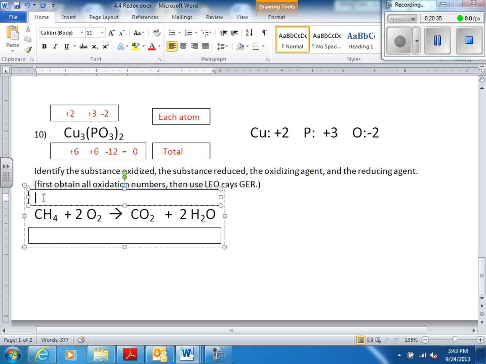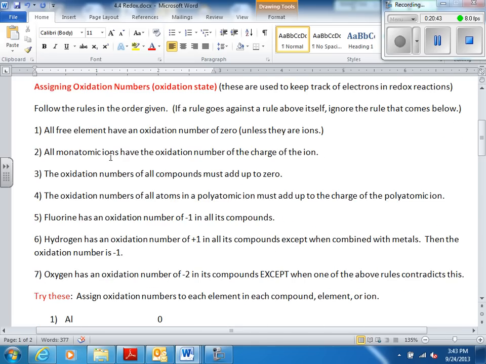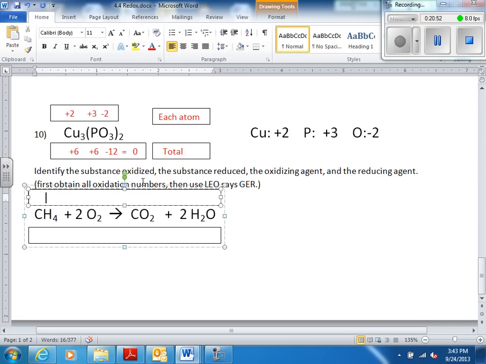Okay, let's go from the beginning. Oh, C's and H's. We are told that hydrogen is +1 in all compounds except with metals. Carbon is not a metal. So this H right here will be +1. And the total for the 4 H's is +4. That tells us the total for the carbon is -4, so each carbon is in fact -4, because I only have one of them.